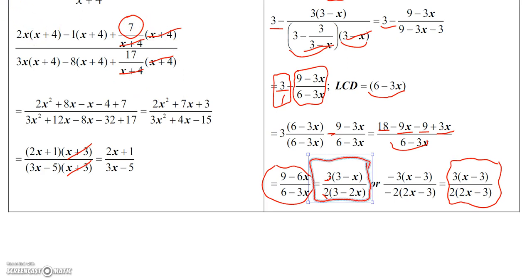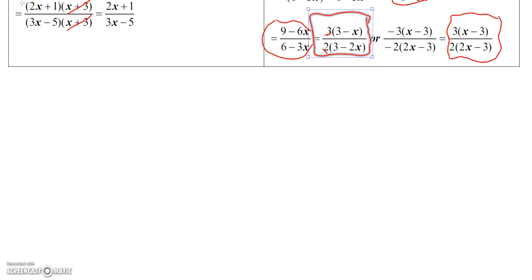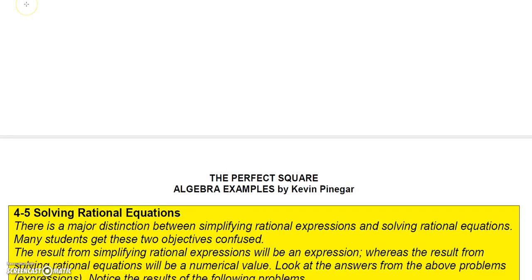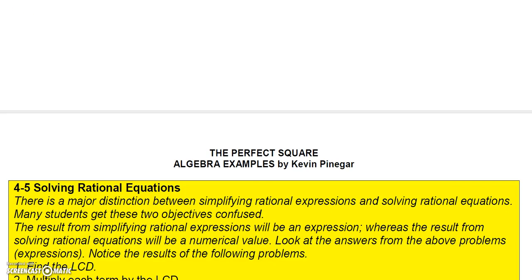Okay, so that finishes the section on complex fractions. I've got another section I want to talk about here that deals with solving rational equations. And so we'll talk about solving rational equations in the next video.